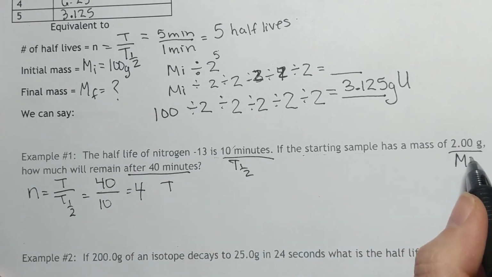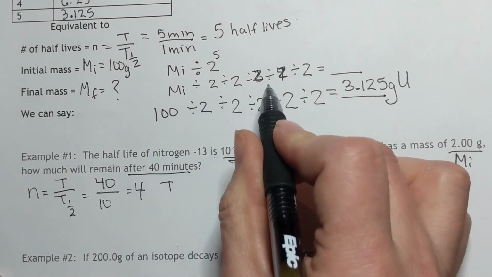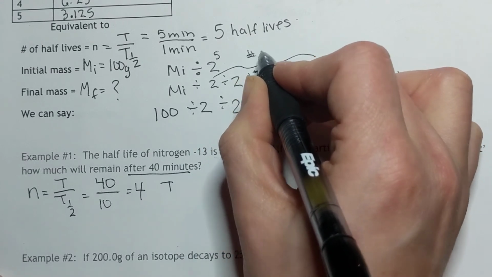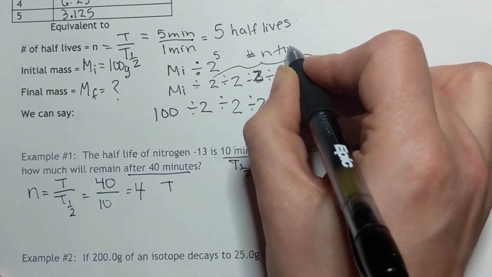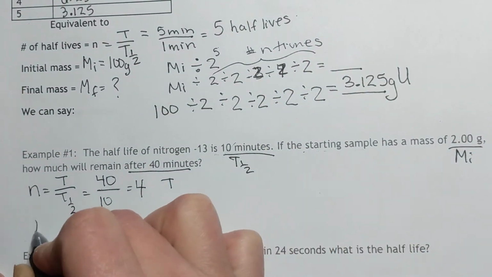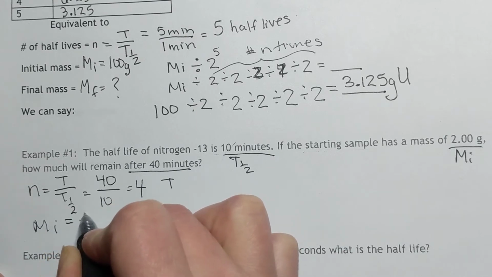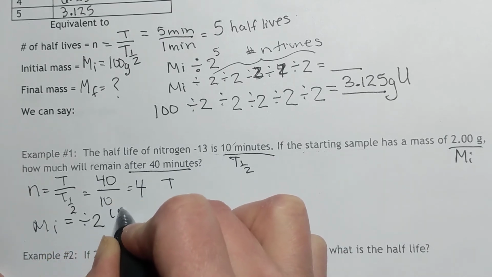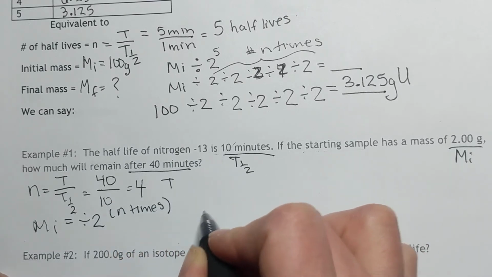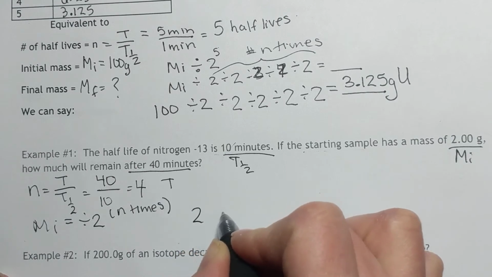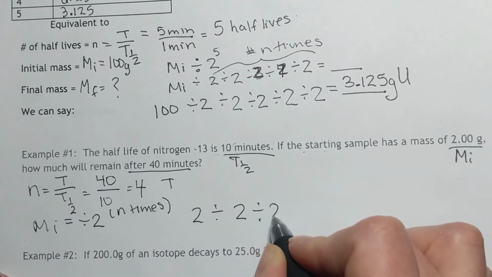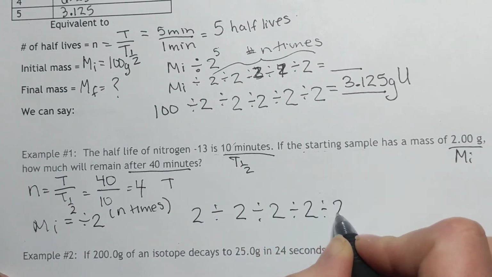My original sample, mi, is going to be divided by 2 by the number of half-lives, so n times. So my initial mass, mi, gets divided by 2 n times. So my initial mass here of 2 grams divided by 2 4 times. So that's 1, 2, 3, 4.